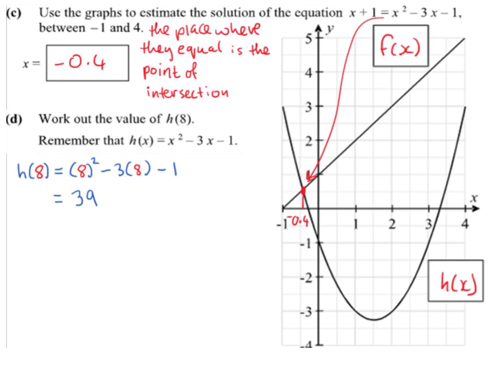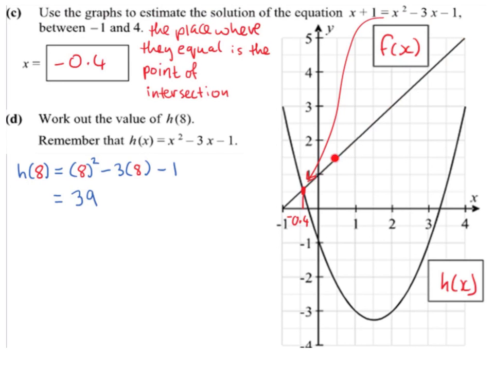First of all, it's important to note that it says use the graphs. So we literally have to use our graph. We're going to have to draw on our graph. And we're trying to estimate the solution of this equation. Now, x plus 1 was our f of x function, and x squared minus 3x minus 1 was our h of x function. If we're trying to figure out where they are equal, that just means where do they cross over, where do they intersect.